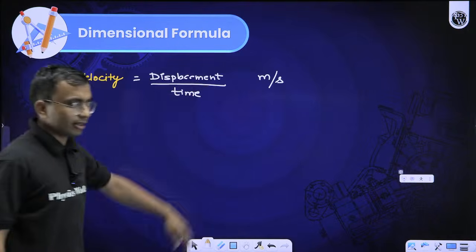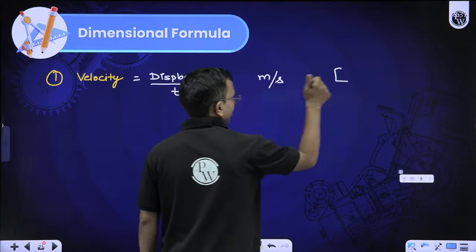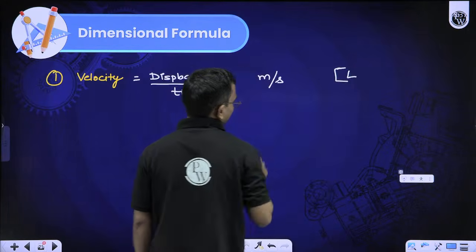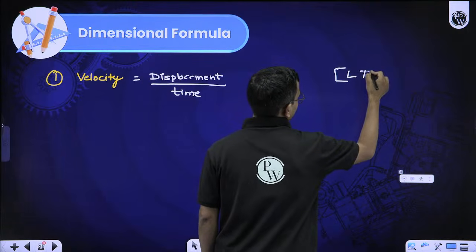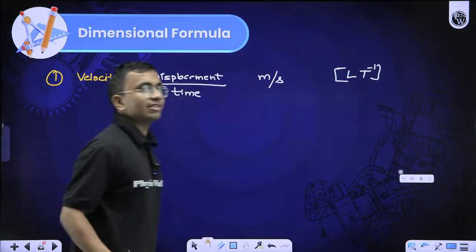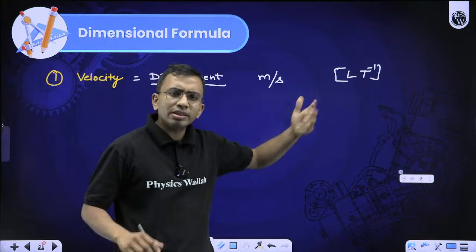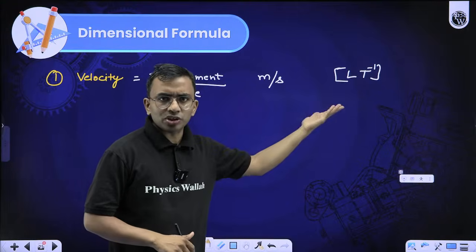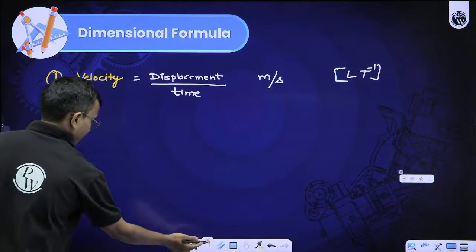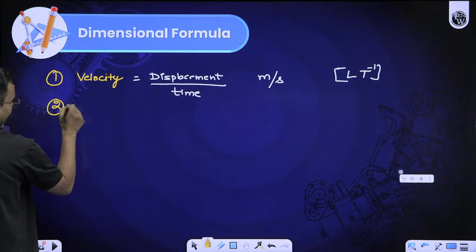From the unit, write the dimensional formula. For length, like meter denotes the length, we have L. Yes. Per second. For second, we have time T. So T minus 1. These are my dimensions of velocity. I got the dimensional formula, sometimes we say dimensional formula of velocity, or sometimes we just say dimensions of velocity. It's the same thing. Then you may take next to be acceleration.